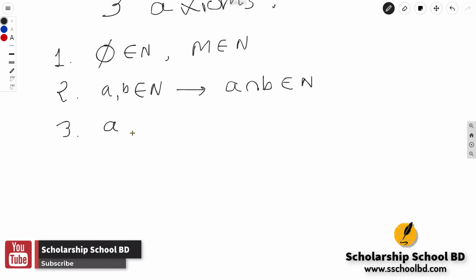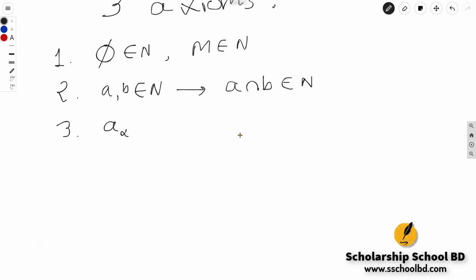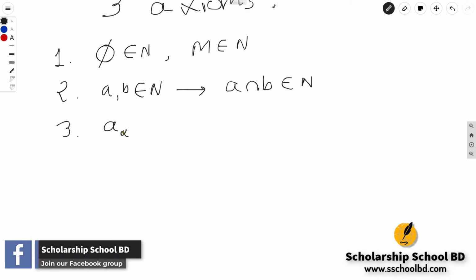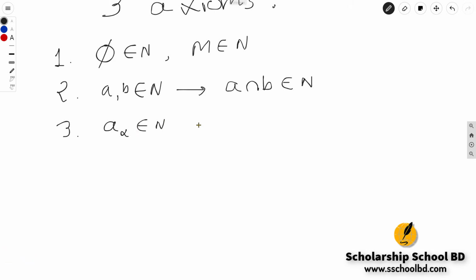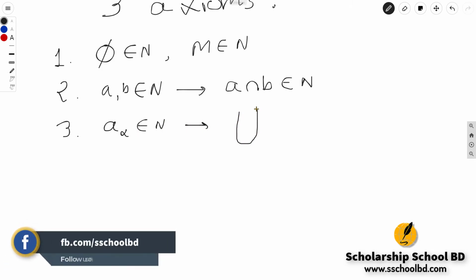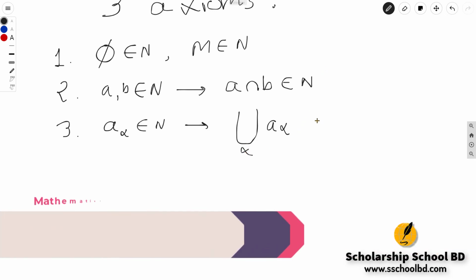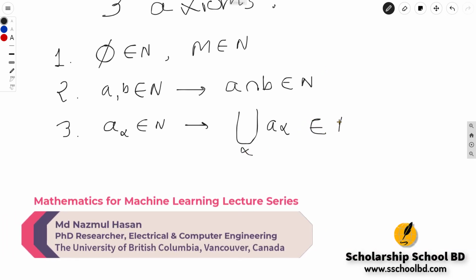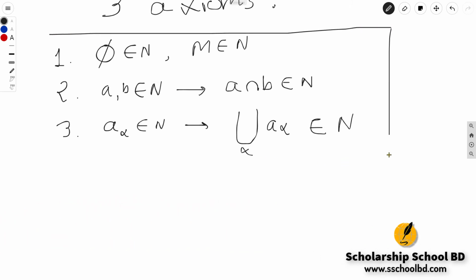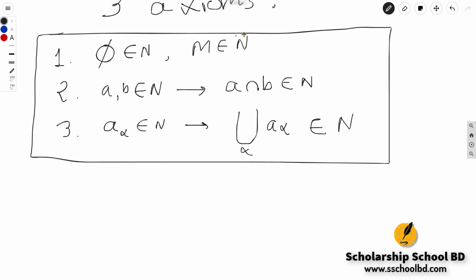If I take a number of elements, say A alpha, so I have A, B, C, D, E, F, G, a number of elements, for example. I'm just shortening it by using alpha, which I have from n. And if I take the union of all the elements that I have taken from n, that is A alpha, then this resultant member should also be present in n. All right? If I can satisfy these three axioms, then n is a topology of M.